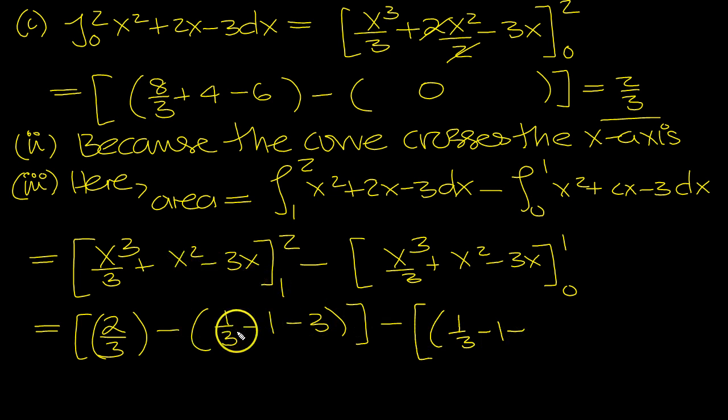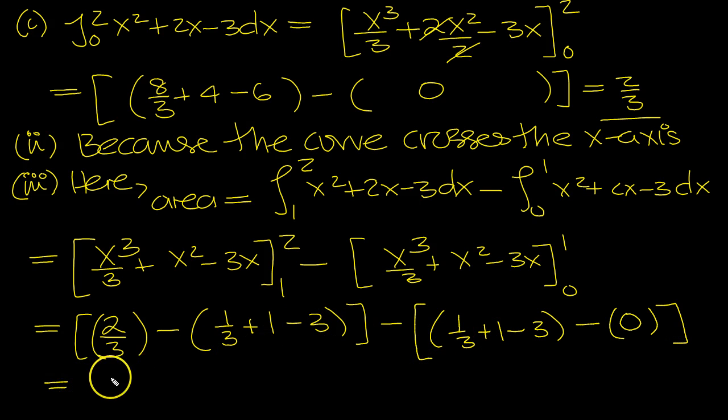Why have I put minus 1 here? It's 1/3 plus 1 minus 3. Take away 1/3 plus 1 minus 3. Take away the 0 is the bottom value. Sorry about the mistake there, putting a minus.